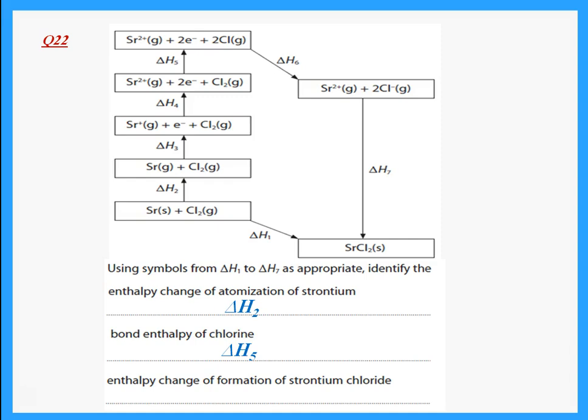Enthalpy change of formation of strontium chloride. Where is strontium chloride? Formation of strontium chloride means we need to form it from its elements in their standard state. So strontium chloride is the SrCl2 solid. Now, which of these is the enthalpy change of formation? We said enthalpy change of formation is the enthalpy change when we form it from its elements in their standard state. So it's not from strontium 2 plus, for example. So it is delta H1 that represents the enthalpy change of formation of strontium chloride.